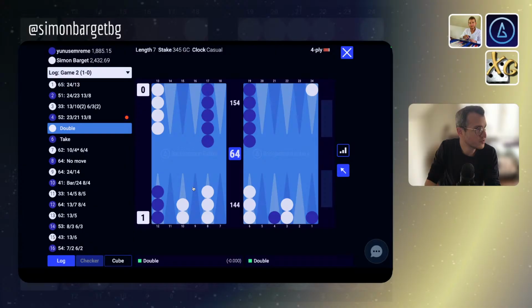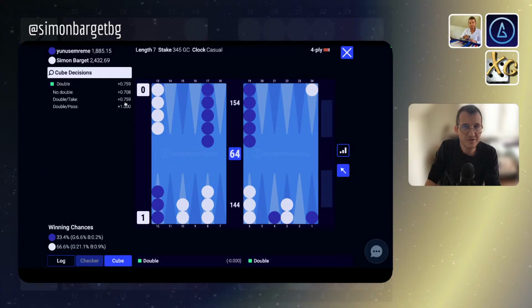Now, the position is not worth anywhere near as much as the previous one. We look at the no double line, it's worth plus 0.708. And if we double and he takes, it's worth plus 0.759. So it's not worth anywhere near as much, but it is a double because we have higher equity on the double take line than in the no double.